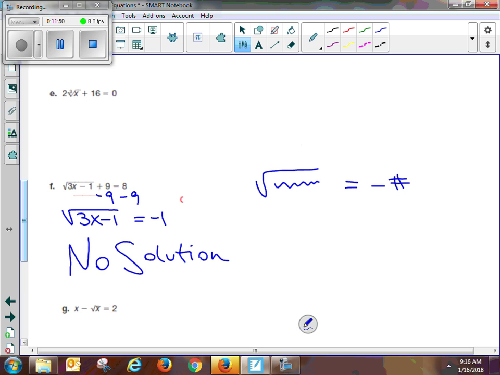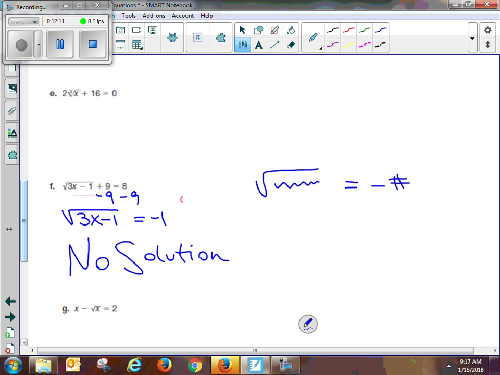So this is going to be a no solution. So if you notice it early, good. Cube root, so it's a different story because you can have a negative inside the radical. Yeah, that I would keep going. It's the square root, the fourth root, the sixth root where we can't have negatives inside.